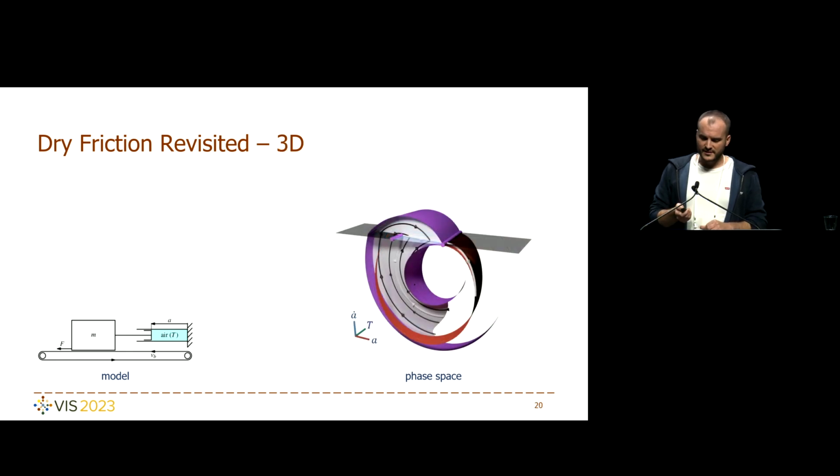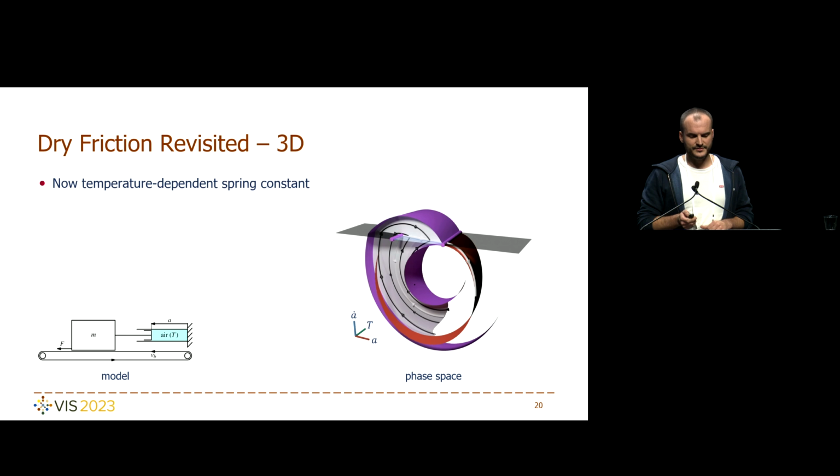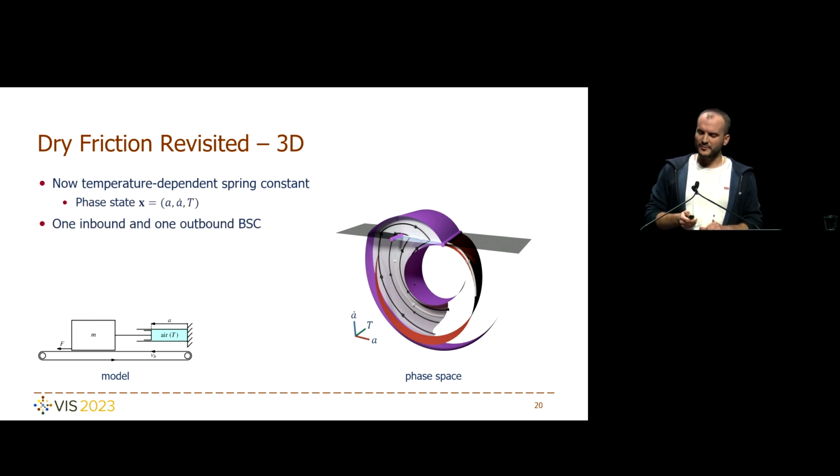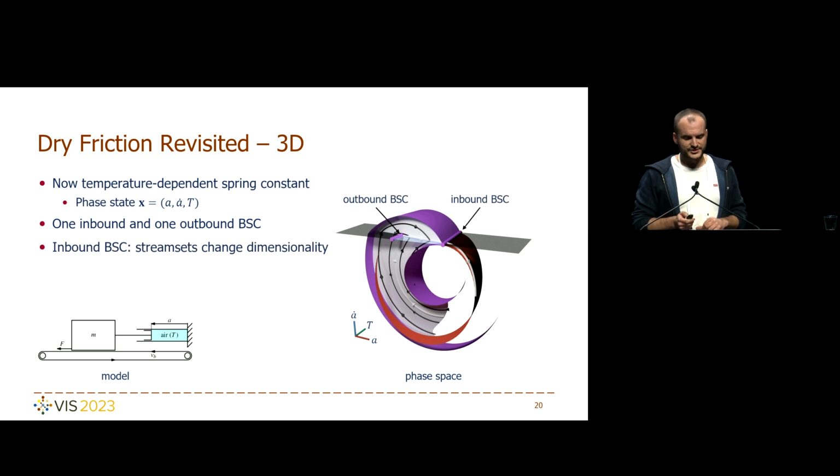We can extend this field into a three-dimensional version by making the air spring constant temperature dependent. Again, the system has one inbound and one outbound boundary switch curve. The stream set changes dimensionality at the inbound boundary switch curve. Therefore, any point on the one-dimensional component of the stream set is the result of any point on the two-dimensional component of the stream set.